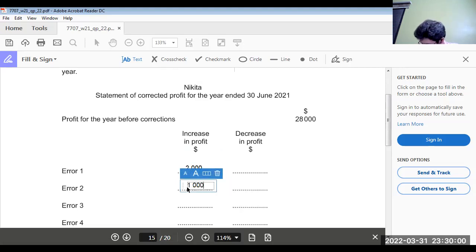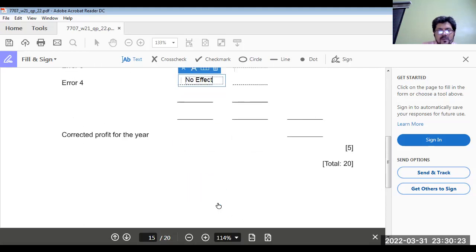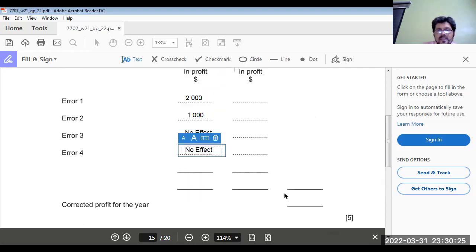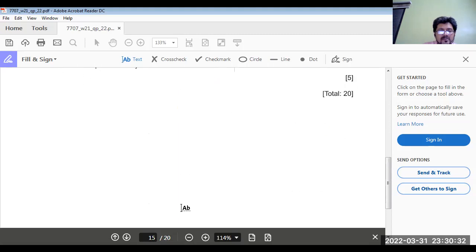Getting my point clear? That's it. Error number three has nothing to do with profit, so we will write here no effect. And error four is not going to affect the profit. Obviously, it's only an error of commission. So your profit is increased by 28 plus 3, 31,000. So we write over here 31,000. Done?